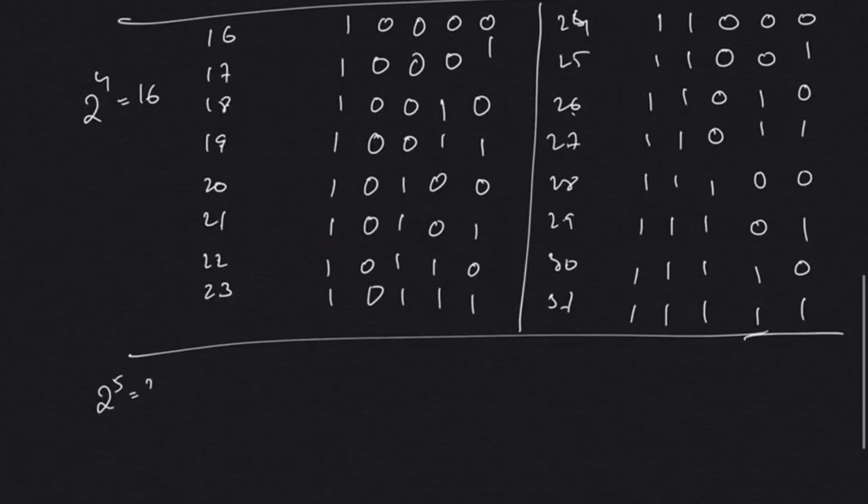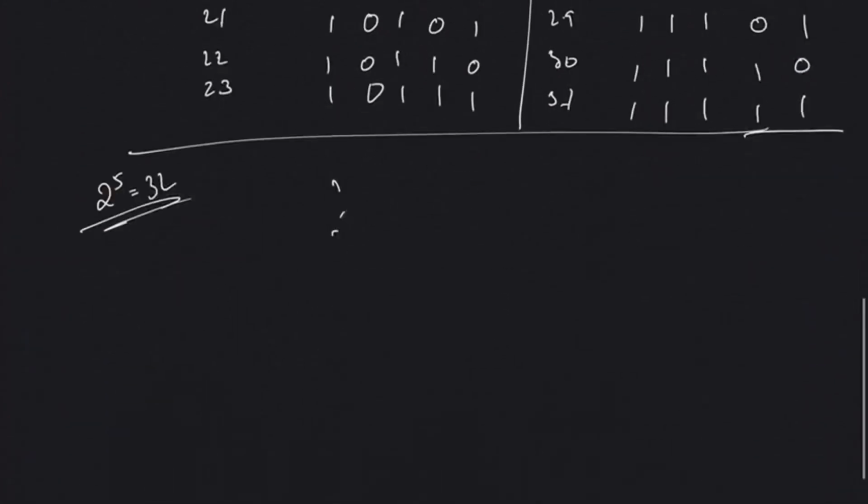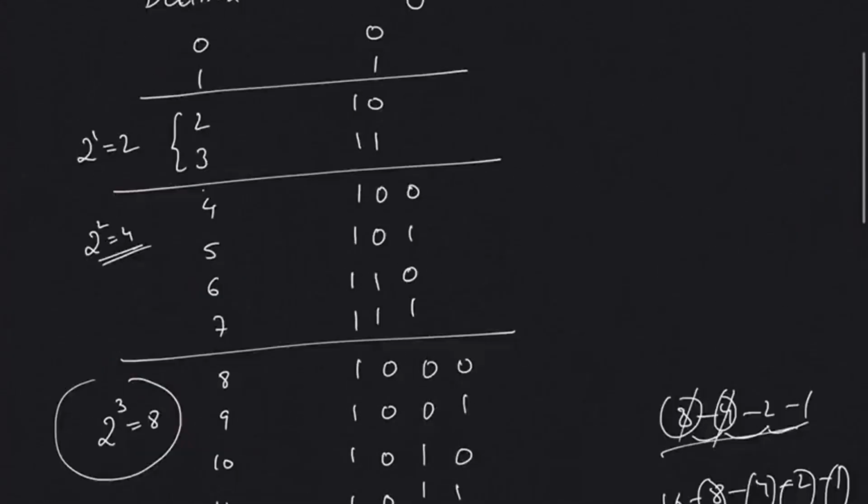Next will be 2 power 5, that is 32, and the next 32 numbers. Like that, it will continue. However, the concept is always like this. So now, keeping that in mind, if we do the question, it's very easy.